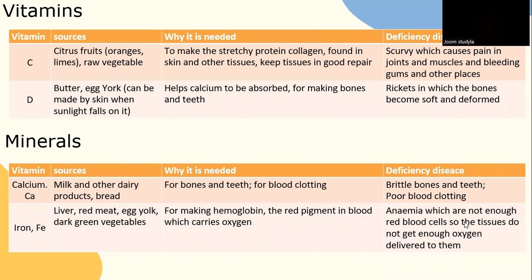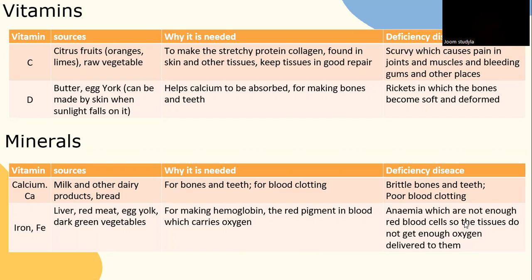Vitamins. Vitamin C: the sources, you can get it from citrus fruits like oranges, lime, and raw vegetables. And why it's needed in our body is to make the stretchy protein collagen found in the skin and other tissue and keep tissues in good repair. And the deficiency disease, if you lack vitamin C, it might lead to scurvy, which causes pain in joints and muscles, and bleeding gums and other places.